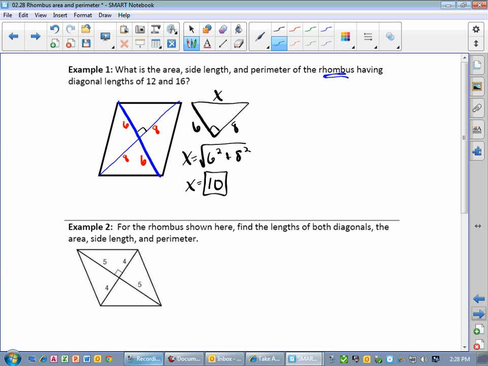Okay. Now, do we need to know the side length to find the area? So what formula do we use for the area? 1/2 and 1/2, or 1/4, times d2. What formula are we going to use to find the area of this rhombus? Base times side. Oh, 1/4. A rhombus.